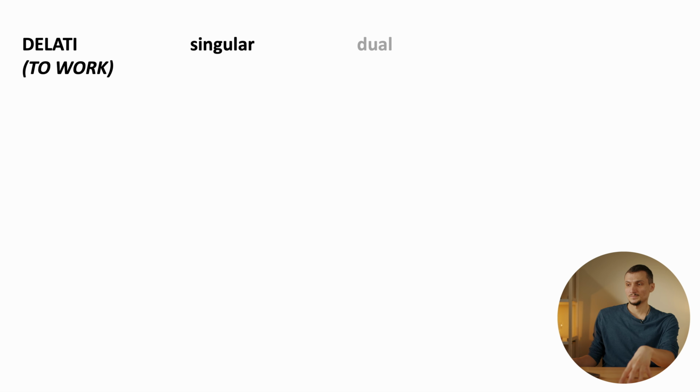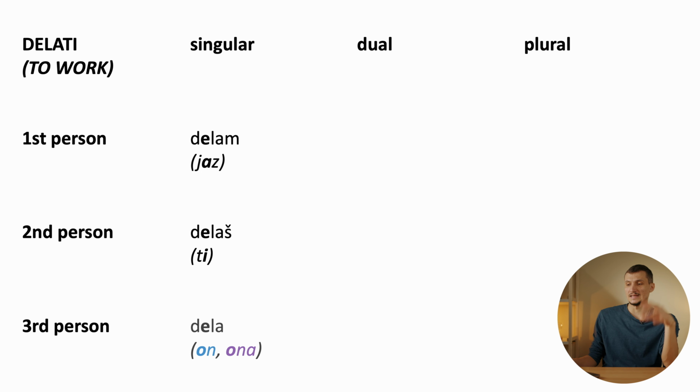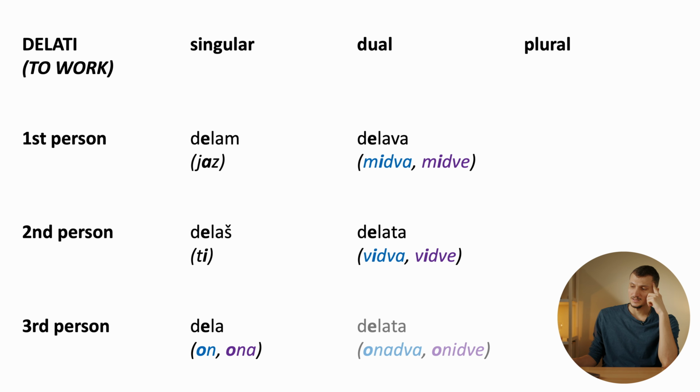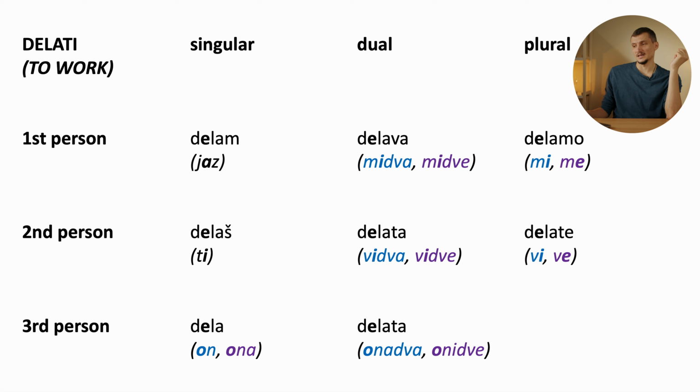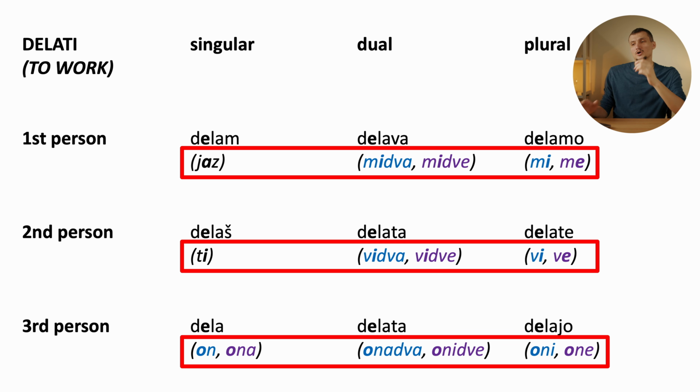So we have delati, and if we conjugate delati, it's delam, delaš, dela, delava, delata, delata, delamo, delate, and delajo. Then we explained in the previous lesson that the pronouns are less important than the verbs. The verbs are our current focus, and that's what you should really actively try learning. We will cover the pronouns in more detail in future lessons, and we will focus on them when the time is right, but now the verbs are more important.